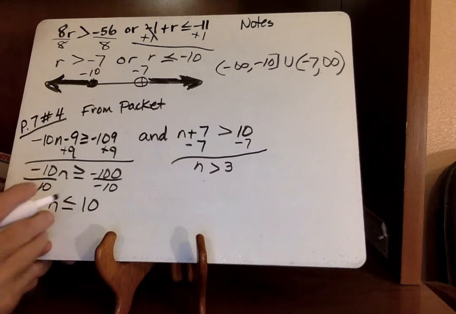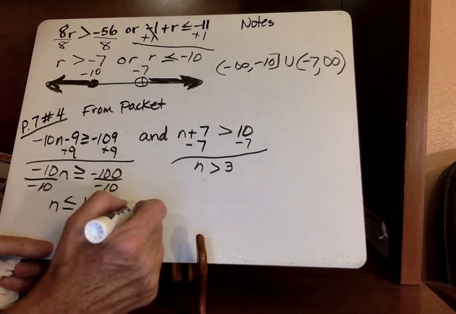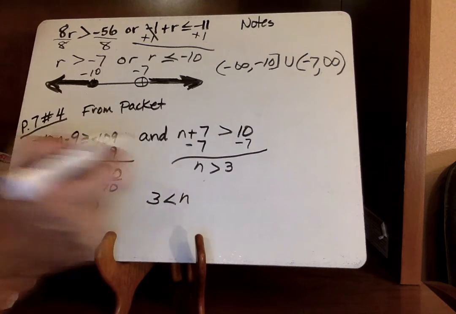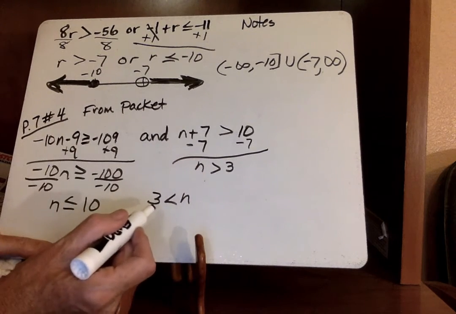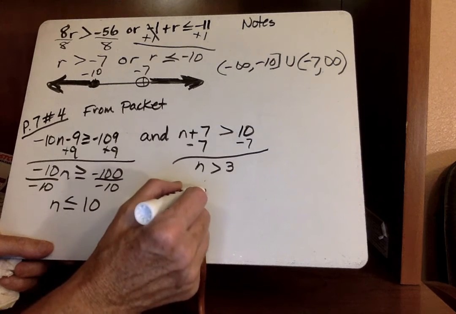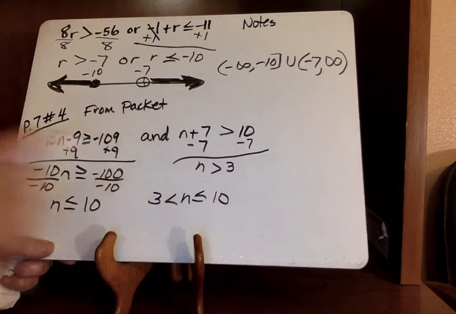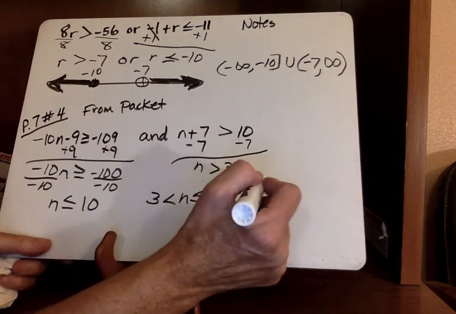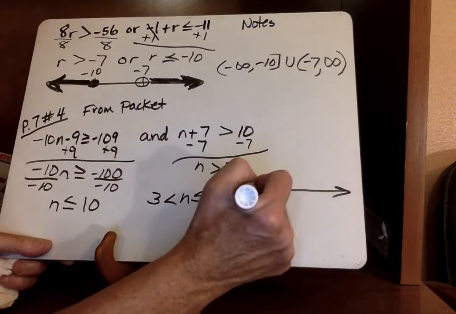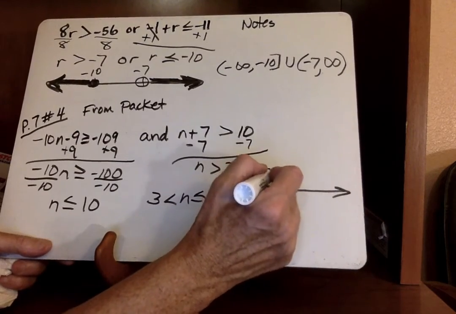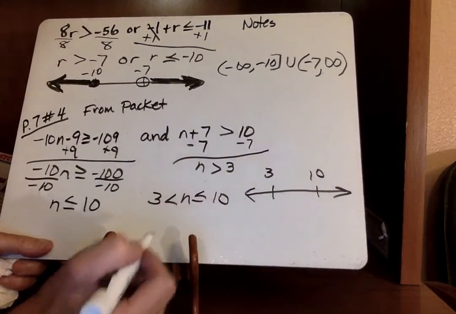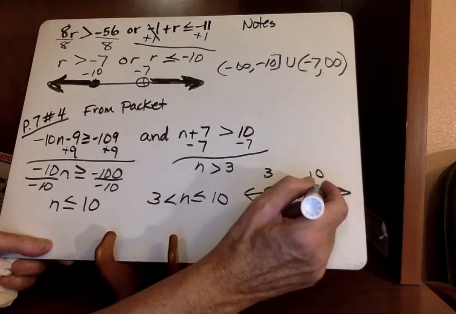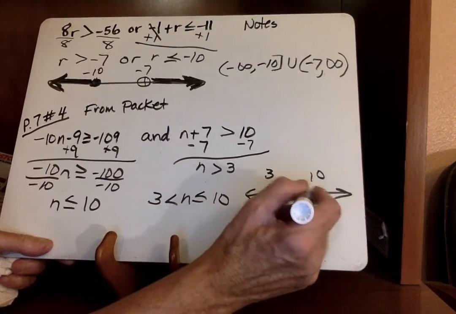So, can we put these together? The lowest number is 3. 3 is less than n. It's the same as writing this, but you're going to reflect it around there. And then it's also less than or equal to 10. So we can put those two together like that. Then we can graph it on the number line. 3, 10. 3 is not included. 10 is included. And it's in between.